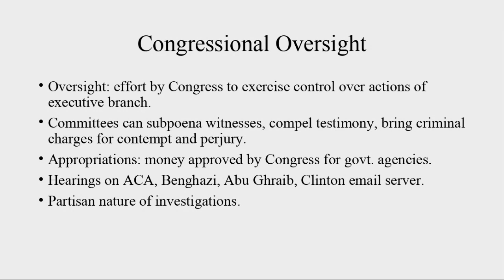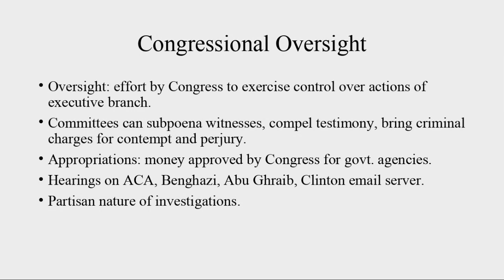And if someone refuses to testify before Congress, they can be arrested for contempt. If they lie to Congress, they can face perjury charges. So if a witness is subpoenaed, they damn well better show up or they can be arrested. It's a really, really big deal. Lying to Congress can get you into some major trouble. If Congress says, you better get here, you better get there, and you better not lie to them, because they will file criminal charges against you.